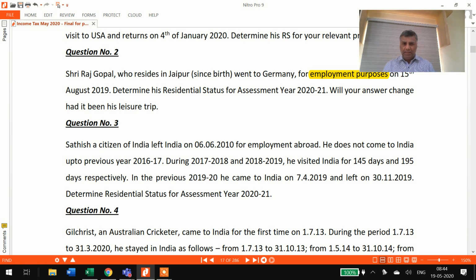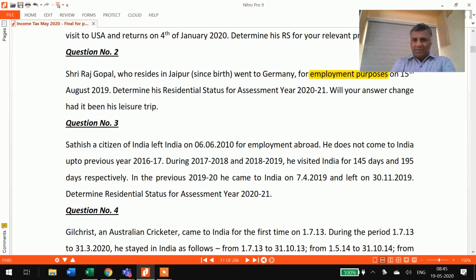Patience. Question number 3. Satish, a citizen, left India on 6/6/2010 for employment abroad. He does not come into India up to 1617. In 1718 and 1819, he came for 145 and 195 days respectively. In 1920, he came on 7th April and left on 30th November.